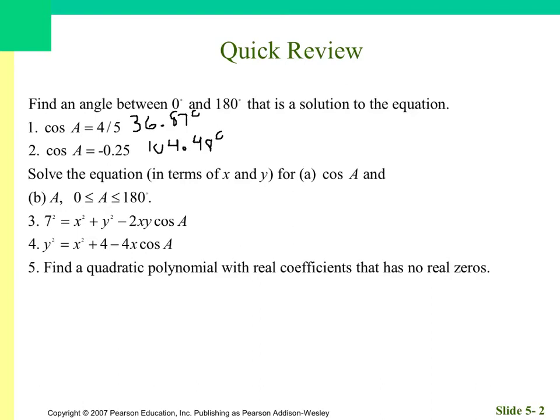Because if I solve this for the cosine of a, I would get 49 minus x squared minus y squared, all over negative 2xy. And then to get a, I do the inverse cosine of that.